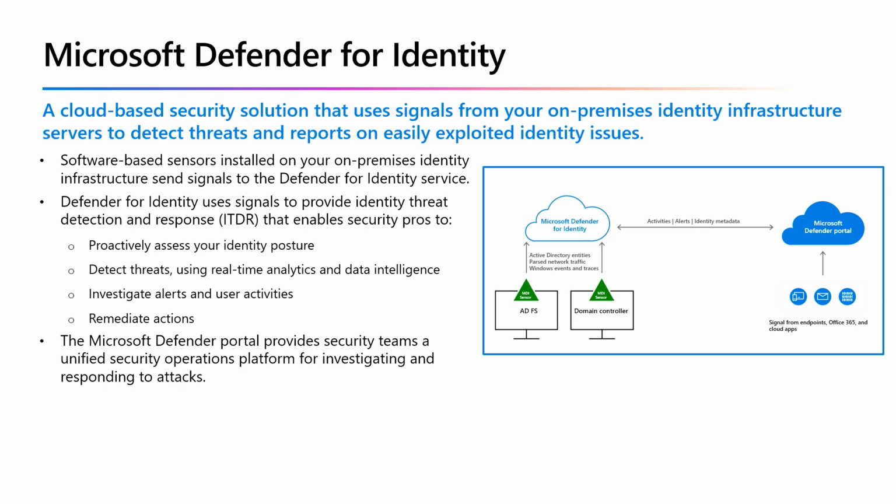At a high level, the way Microsoft Defender for Identity works is as follows. First, Microsoft Defender for Identity uses software-based sensors installed on your on-prem identity infrastructure servers. The Defender for Identity sensors access the event logs they require directly from the servers. After the logs and network traffic are parsed by the sensor, Defender for Identity sends only the parsed information to the Defender for Identity cloud service.